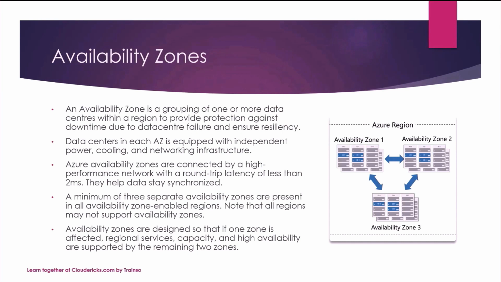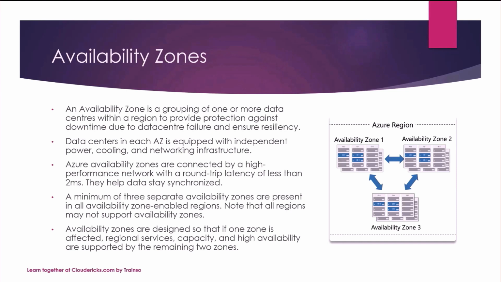An availability zone is a grouping of one or more data centers within a region to provide protection against downtime due to data center failure and ensure resiliency. Data centers in each availability zone are equipped with independent power, cooling, and networking infrastructure. Azure availability zones are connected by a high-performance network with a round-trip latency of less than 2 milliseconds. They help data stay in sync.